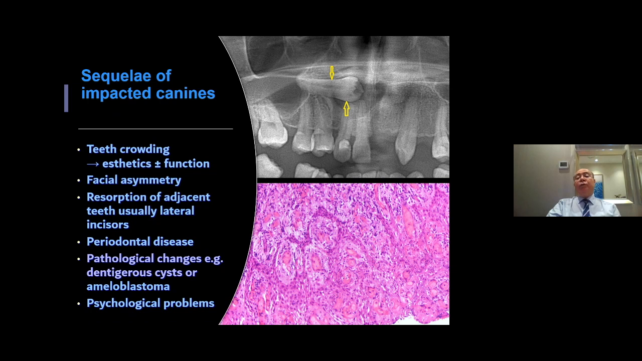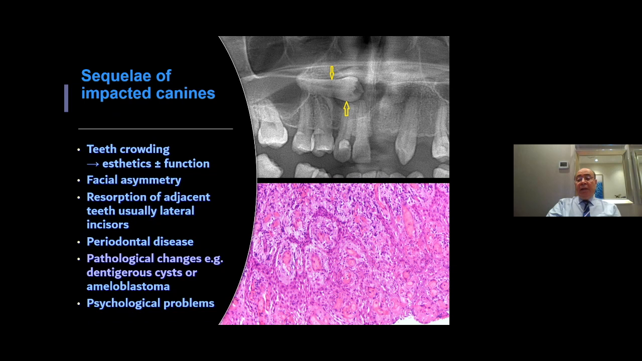I'm not going to talk in detail about the surgery, but the bottom picture, which is the hematoxylin and eosin pathological picture I've seen, shows threads of epithelium indicating a very thick cyst lining with plenty of giant cells and inflammatory cells.